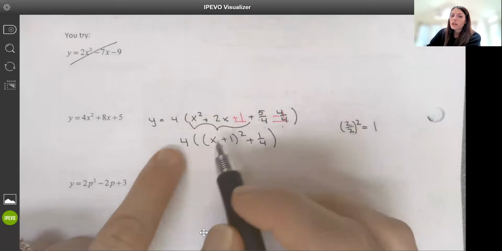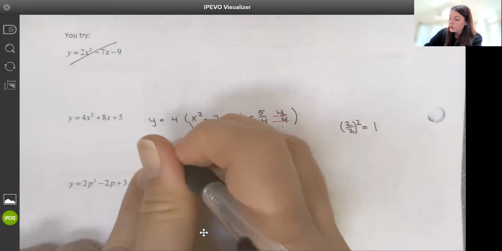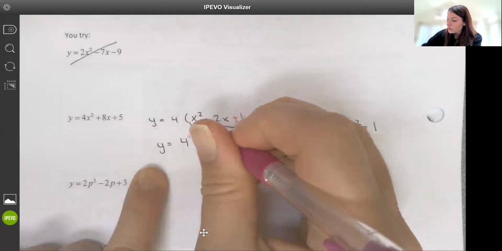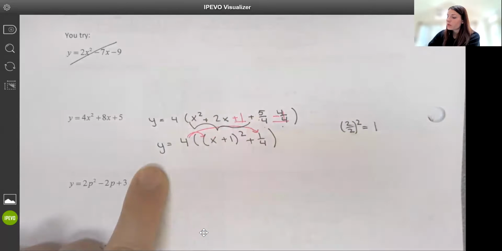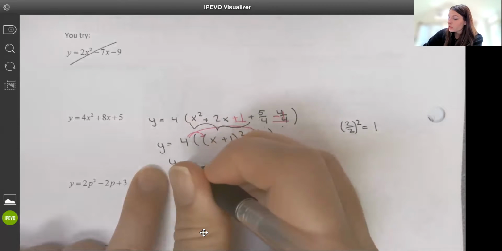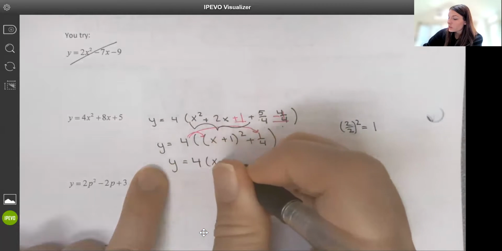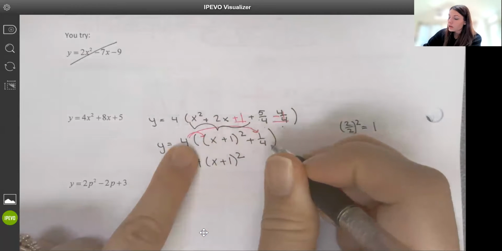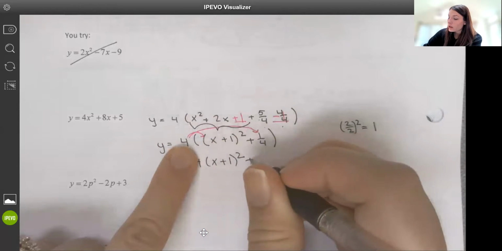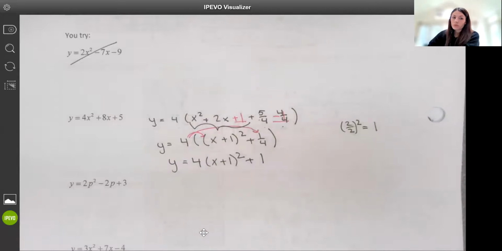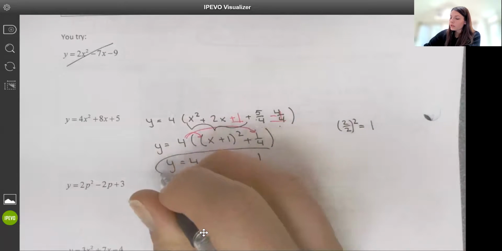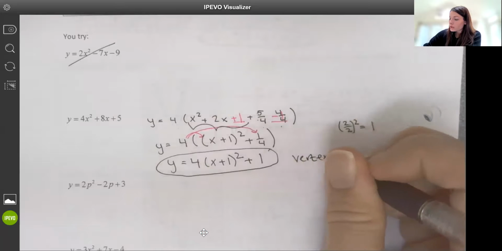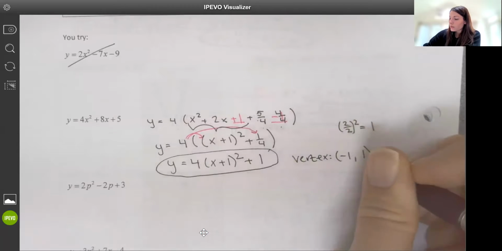Now, the last step is to distribute that 4 back through, which gives me 4 times x plus 1 squared, and 4 times 1/4, giving me 1. Here's the vertex form of my quadratic, with a vertex at negative 1, 1.